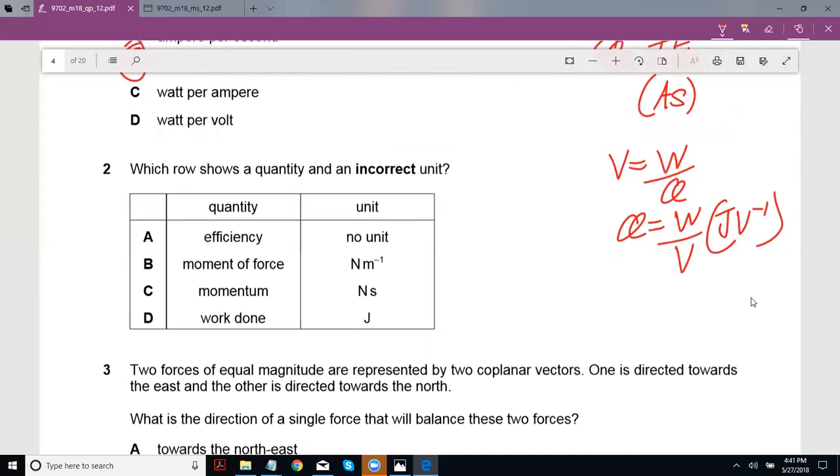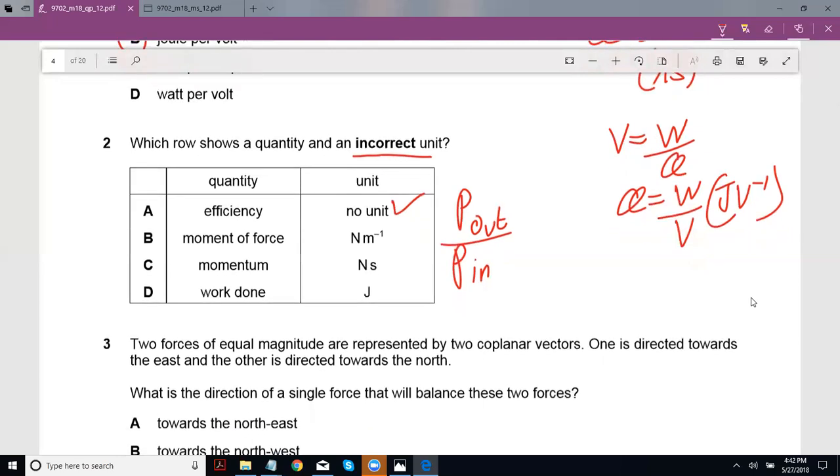Two, which row shows a quantity and an incorrect unit? So we can basically just cross out the rows that show correct units. Efficiency does have no unit because if you think of efficiency, what was efficiency, Ashad? It's the ratio of useful power output upon power input. So whether you're taking power output, power input, or work done output, work done input, the units will just cancel out from the numerator and the denominator, leaving you with no unit. Let's look at B. Obviously, if this is a correct unit, you can cancel this out because they want an incorrect unit.